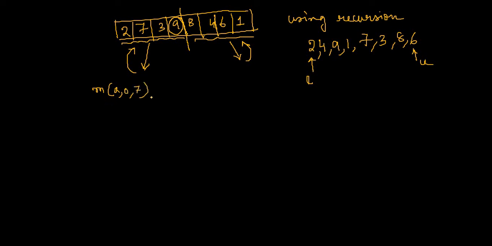This one is calling. Now L is lesser than U. You see, L is lesser than U. That means now M is what? 0 plus 7 by 2 means 3. So 3 means 0, 1, 2, 3. This one. So that means a new max function will get called having 0 to M. That is 0 to 3.